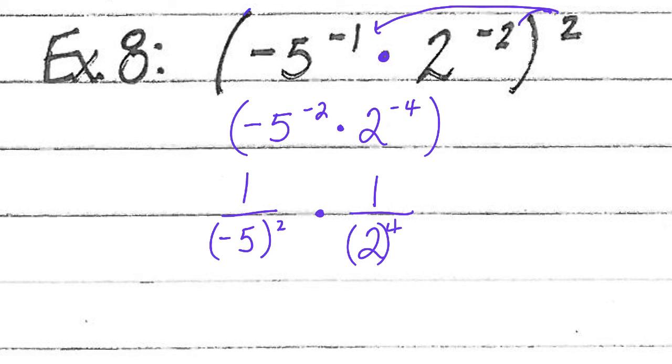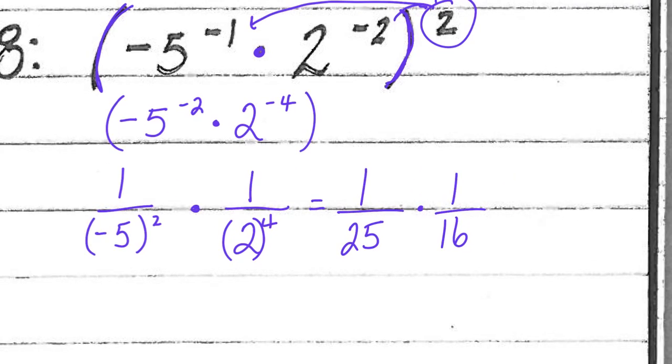Now notice, because of these parentheses, all of this remains in parentheses, because remember this was all squared. So I have to square 1 over negative 5 squared as 1 over 25. And 1 over 2 to the fourth, well, 2 times 2 is 4, times 2 is 8, times 2 is 16, is 1 over 16. The final answer to this would be 1 over 400.